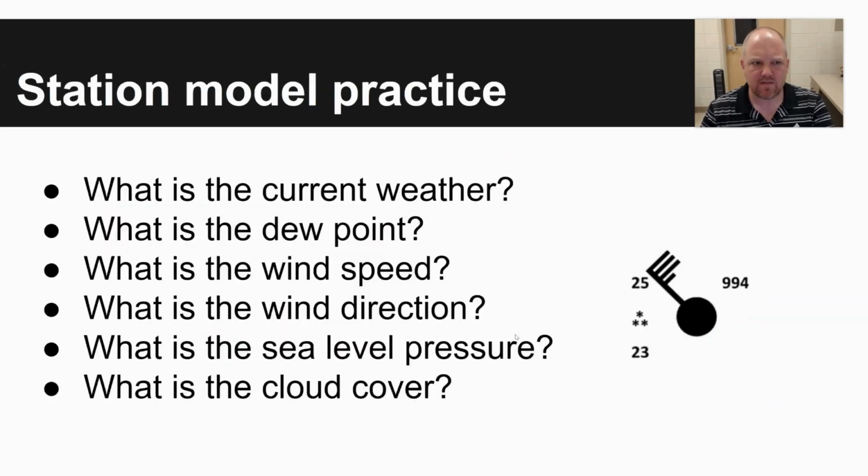Now, just a little station model practice. What I have here are 6 different questions about station models where you can interpret a symbol just to practice everything we've gone through. Question number 1, what is the current weather? Number 2, what is the dew point? 3, what is the wind speed? 4, what is the wind direction? 5, what is the sea level pressure? And then number 6, what is the cloud cover? If you want to try to do this on your own, just hit pause on the video, and I'll go through and explain each of those in just a moment.